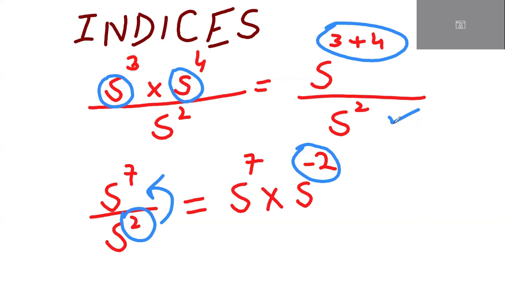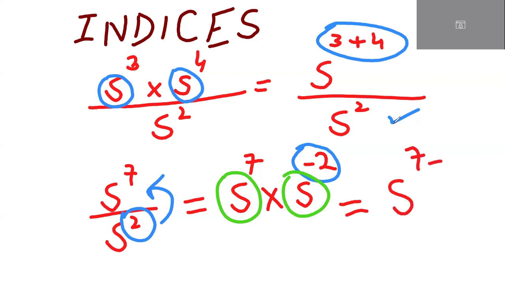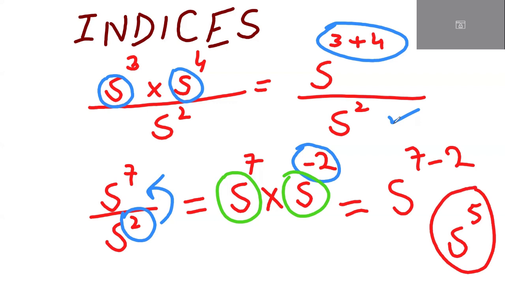Okay, and again, the same logic to be applied. Whenever the bases are same, these are the two bases, s, so you have to add the powers. So let's continue further and let's see what is the answer. s to the power 7 minus 2. 7 minus 2 will give you 5. This is the final answer. s to the power 5.